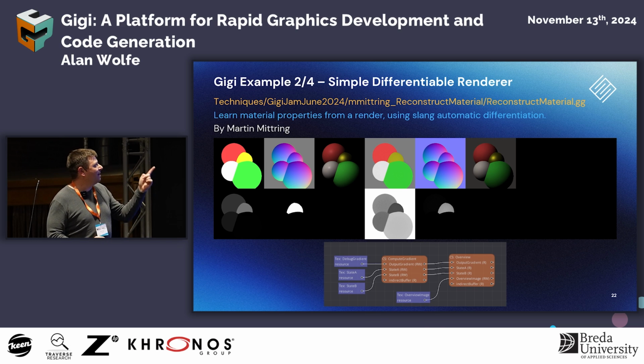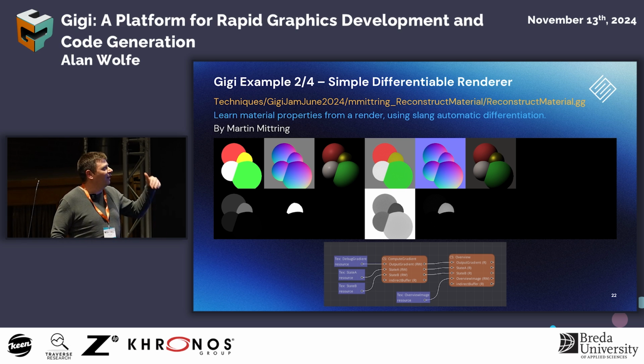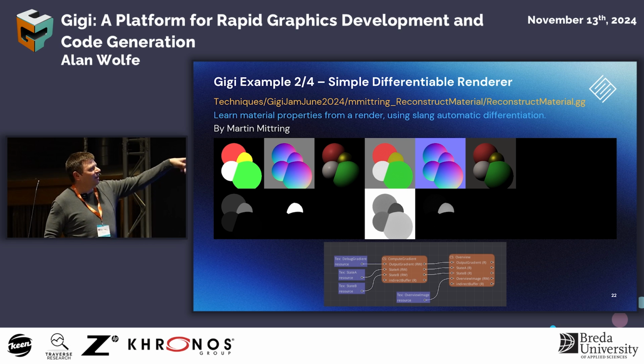This is a very cool example by Martin Mittring, and he used Slang to do automatic differentiation and make a differentiable renderer, and then make an inverse renderer. What he has is a thing that will render some objects, and then another piece of code that will take only the output of that render and do gradient descent to find the material properties of that render. Basically, from a render, he re-extracts the normals and albedo and metalness and roughness.